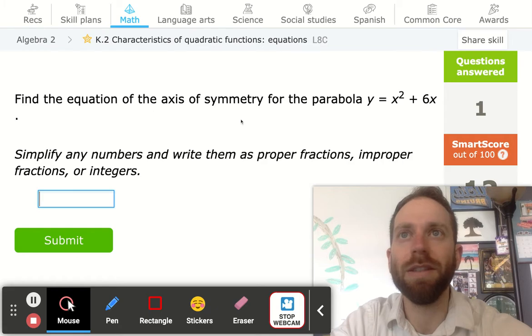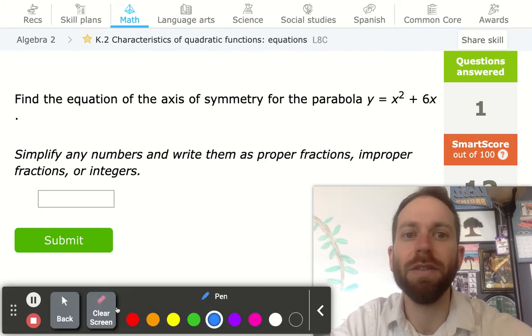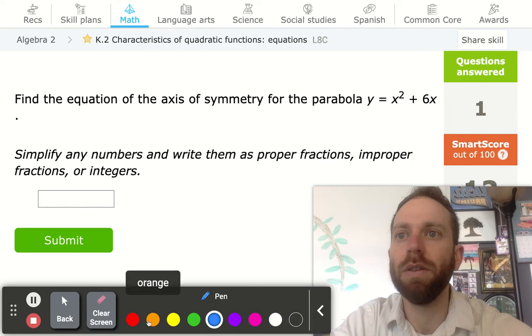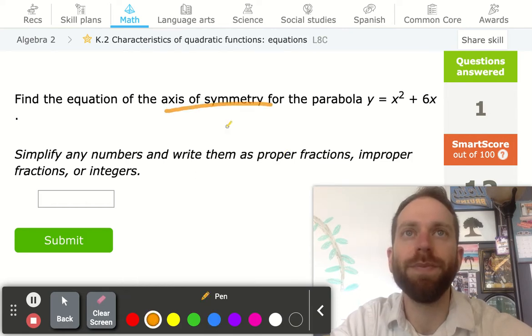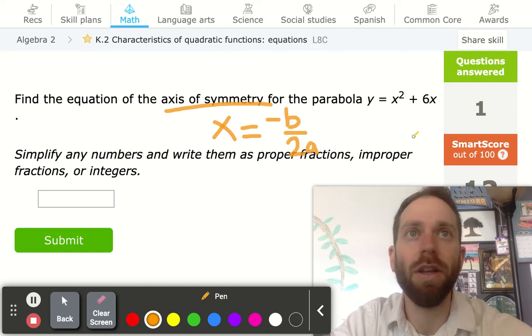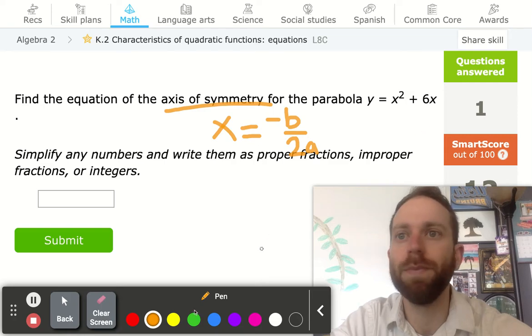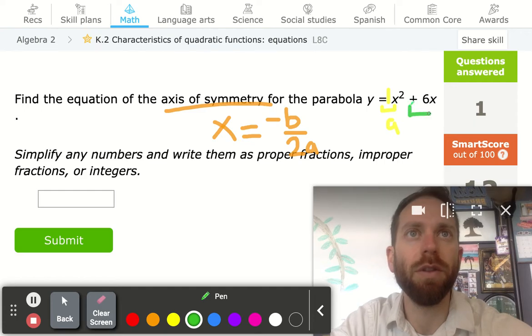For this one, they're asking you for the axis of symmetry now. They want you to use an equation: x equals -b over 2a. So again, find your a, b, c value if there is one. In this case, our a value is, again, +1, whatever is the coefficient of the x squared. Your b value is whatever is the coefficient of the x term. So in this case, +6.